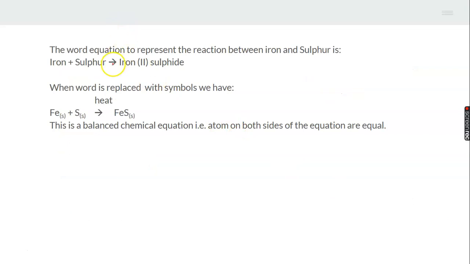So for the word equation, for example, this is what we're going to do today. The word equation to represent the reaction between iron and sulfur: iron reacts with sulfur, don't forget, the plus on the reactant side means reacts with, which produces or yields iron(II) sulfide. So when words are replaced with symbols, this is what you have. Okay, and heat is being added to give you what? Note, the solid symbols are there. You have to put all those symbols there. They are physical state symbols that you cannot do without. Okay, this is a balanced chemical equation, that is, the atoms on both sides of the equation are equal.